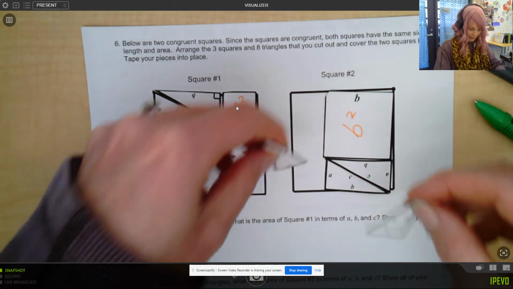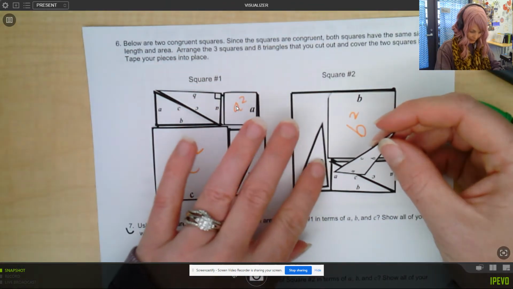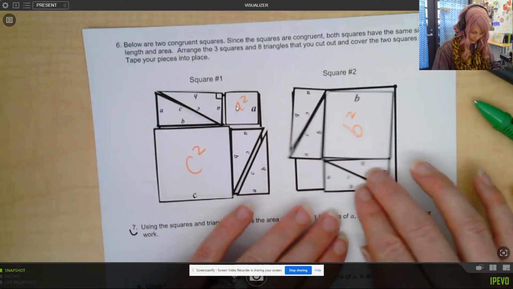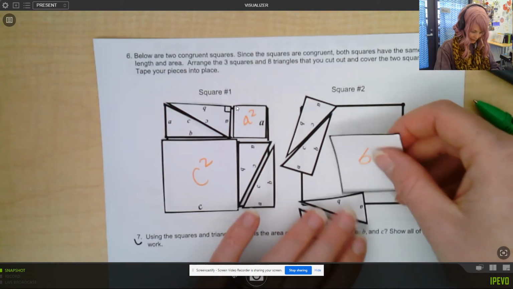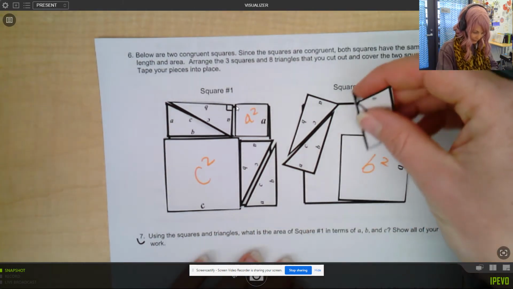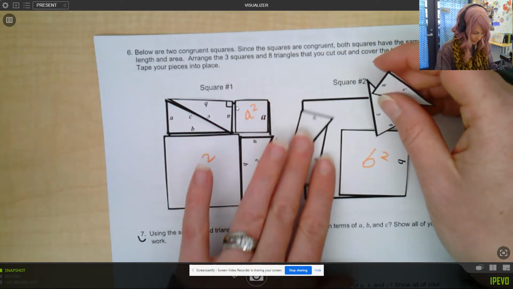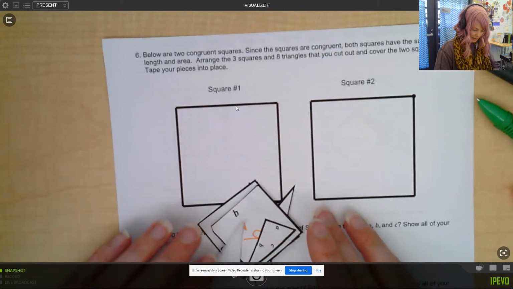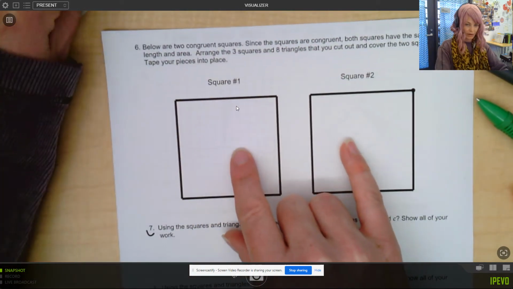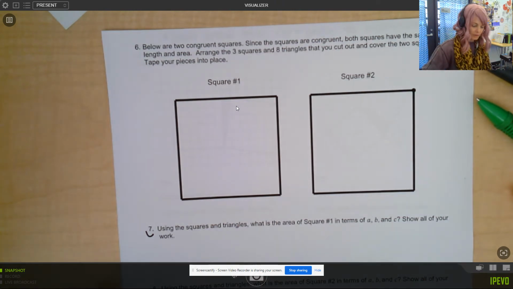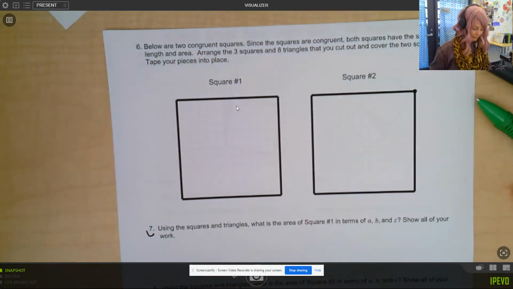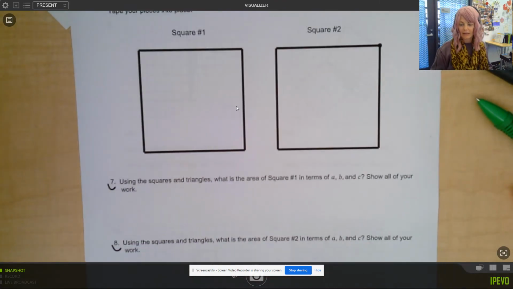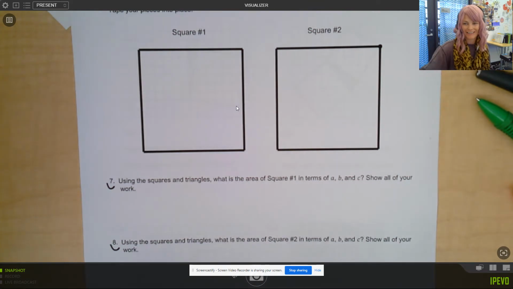So go ahead and kind of play around with these to see if we can get them all to fit. How can we get the 8 triangles and 3 squares to cover these 2 squares? So I'd like you to take a moment, figure those out, and then I'd like you to work on 7, 8, and 9. So go ahead, read 7, 8, and 9, and we're going to go over those in just a second.